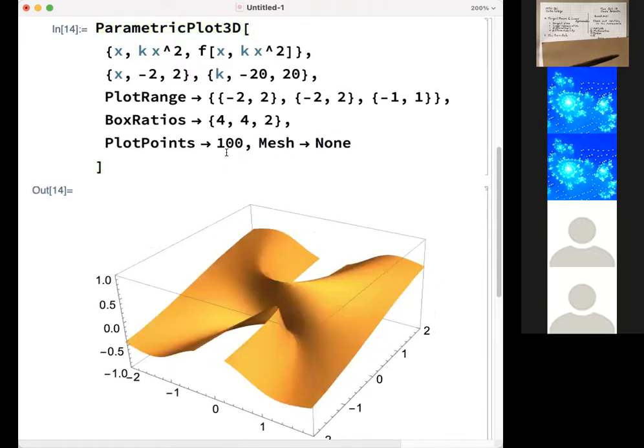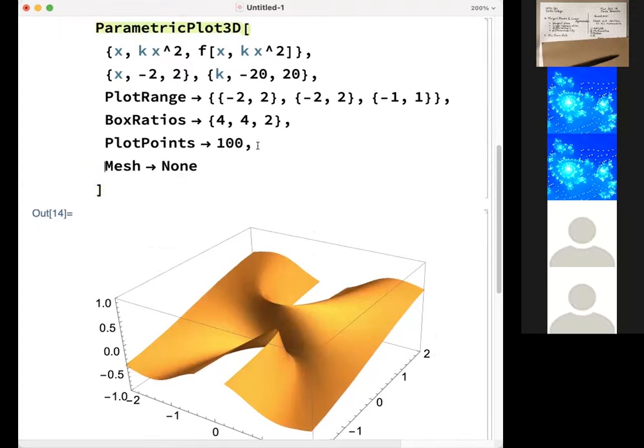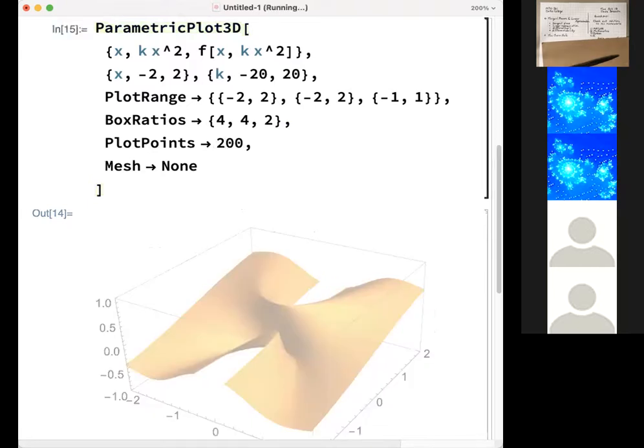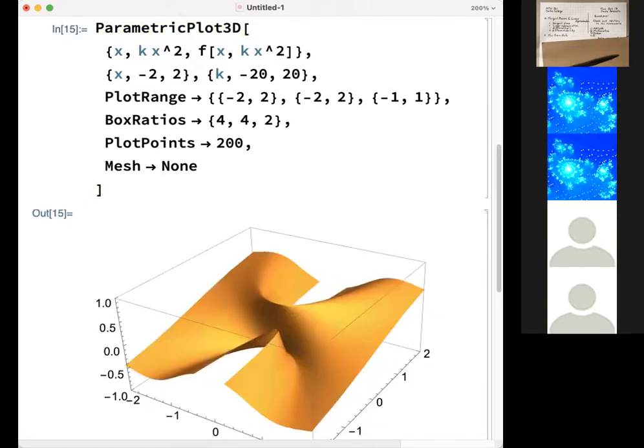Notice, by the way, that when I have plot points of 100, every time I add an option, it has to crank that calculation again. So if you want to add options and see the effect of options, you could dial down the plot points. And then when you're ready for the finished product, you could jump to 200 plot points or something. 200 plot points looks like it takes about 5 or 6 seconds right there.